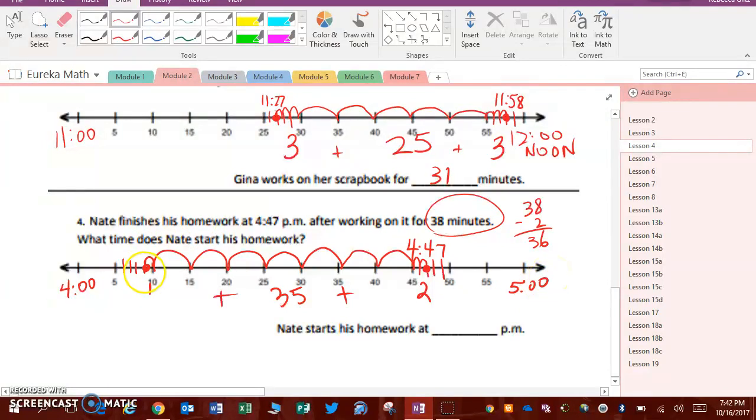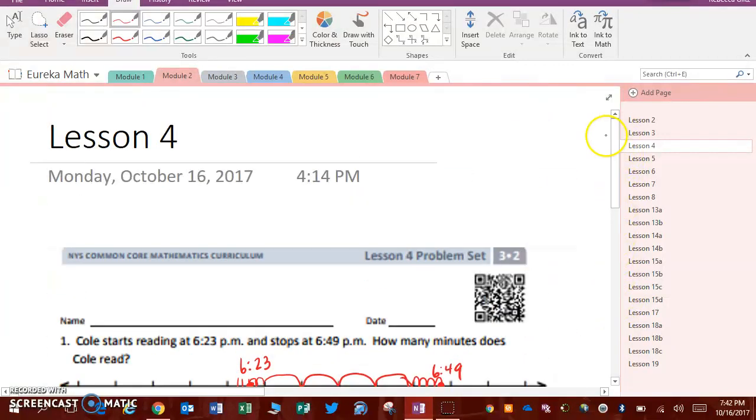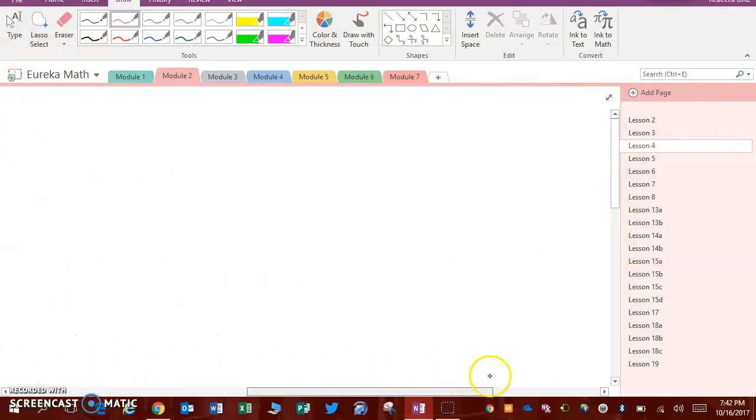And now I need to figure out what time this is. So this is 4 o'clock, 4:05, 6, 7, 8, 9. So 4:09 p.m. is when he started. Okay, so just moving up and down the number line. Let's go to the back side now. See what that brings us.